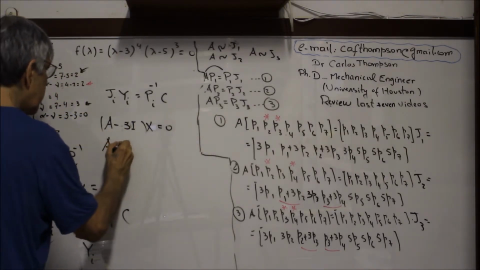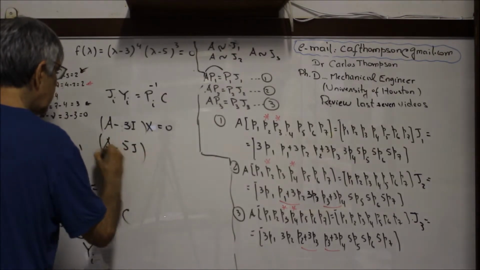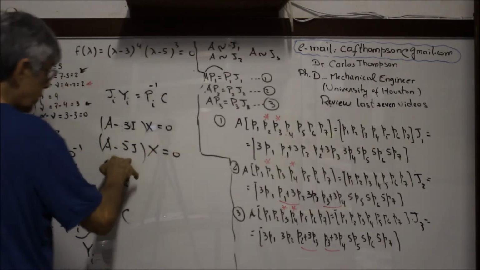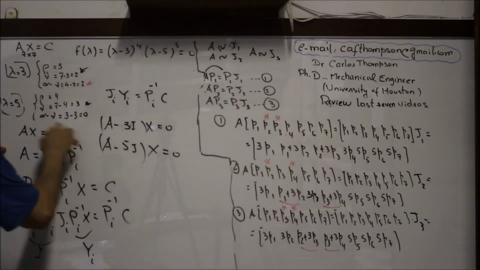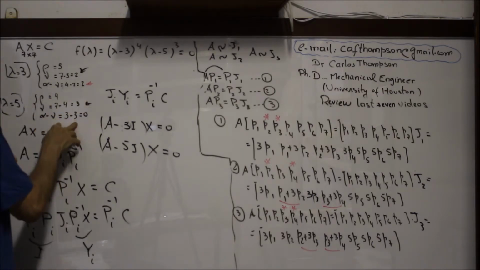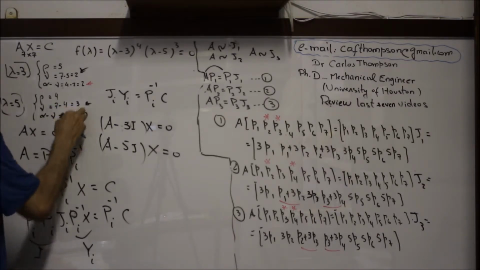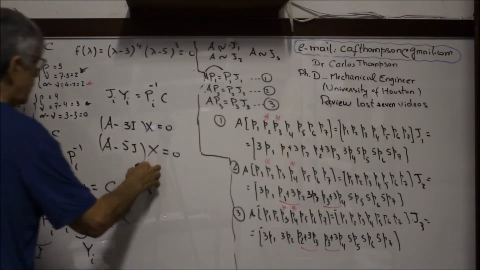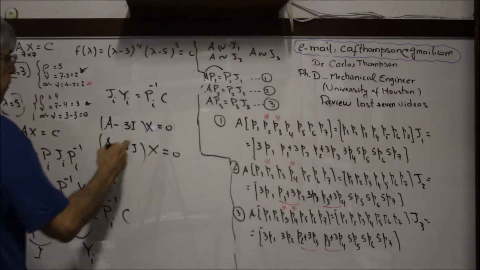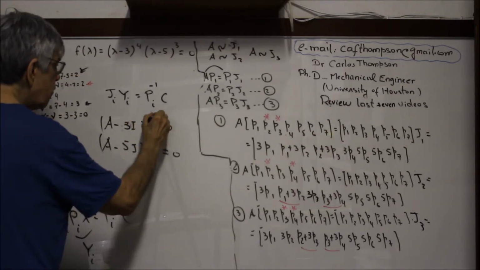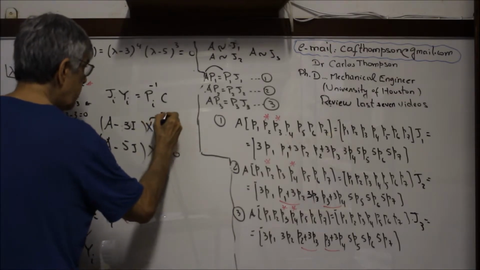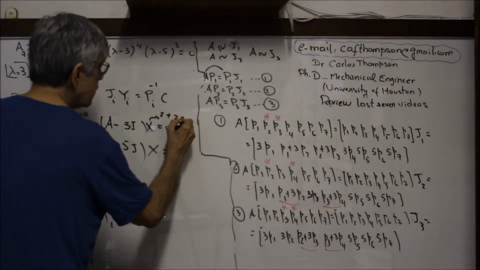Then, for A minus 5I, x is equal to 0. This is another matrix, okay? Another matrix. I have all the particular parameters here. Here I know there is no generalized eigenvector. So I'll have 3 solutions here. Okay? Now, I have 4 solutions here.